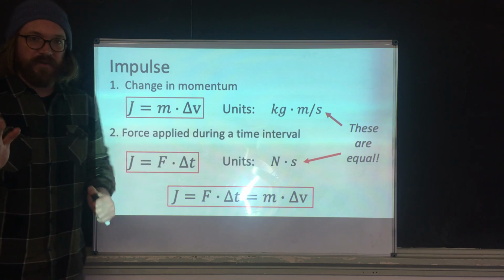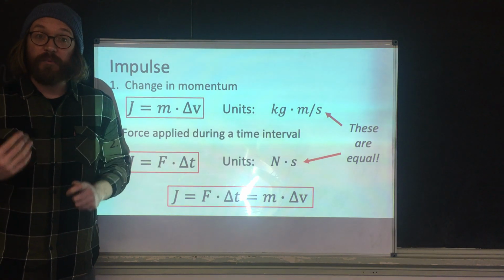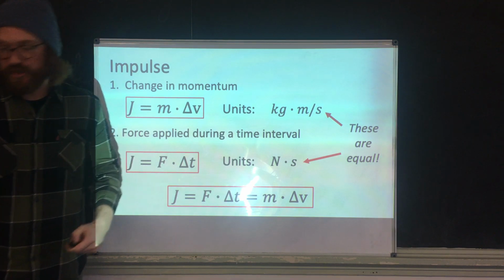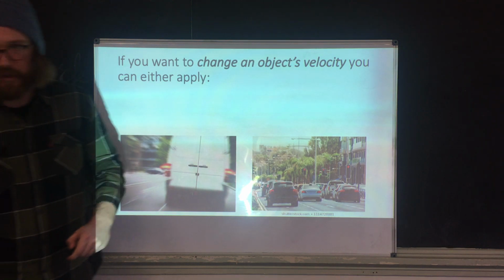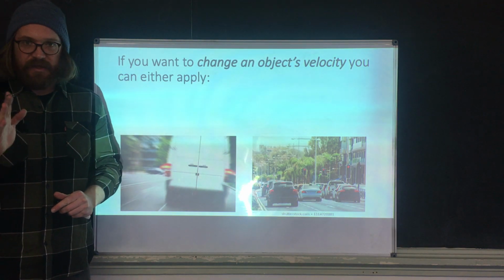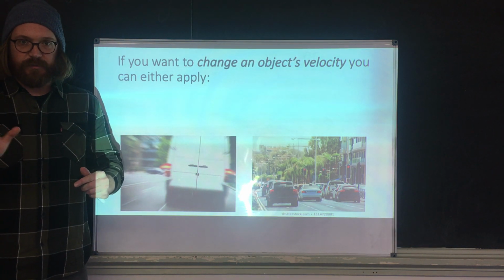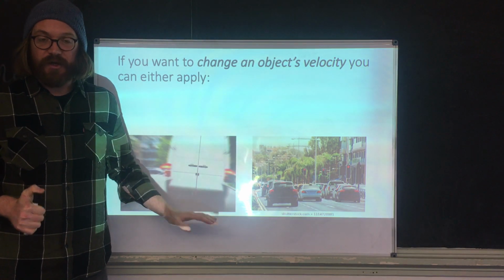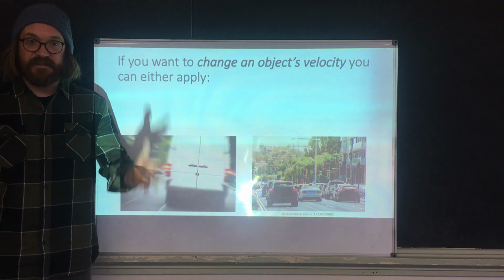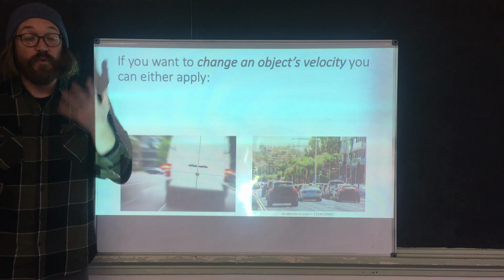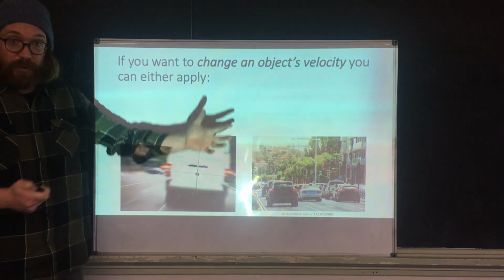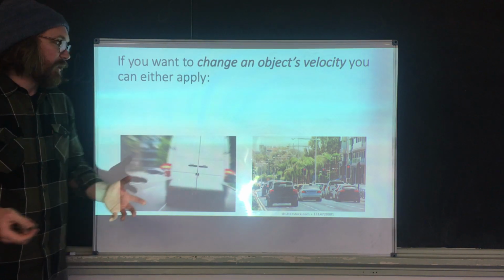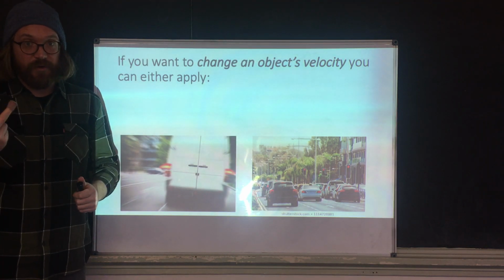But the one thing that I want to talk about with impulse is a really important notion, and it's the notion of how you can safely change your velocity, okay? So if you want to change an object's velocity, you really only have two choices. Let's say you're driving down the street in a car going 60 miles an hour. If you want to stop that car, that's an impulse. If you want to go from 60 miles an hour to 0 miles an hour, there's really only two ways of going about doing this.